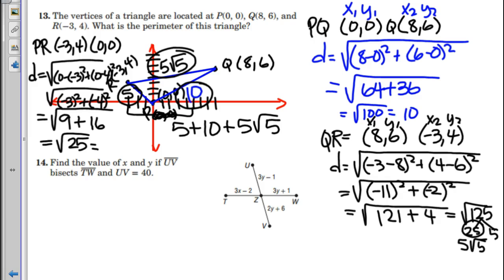That's the perimeter, right? Adding all the sides. So 15 plus 5 square roots of 5 is my final answer, and you can just leave it like that. All right, let's go to 14.